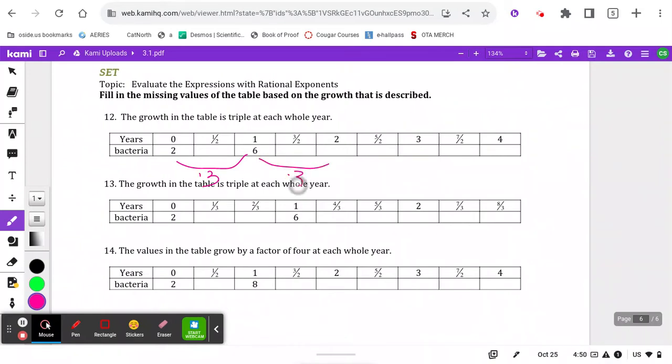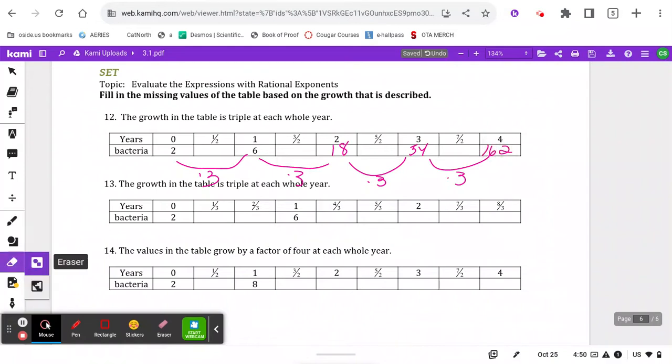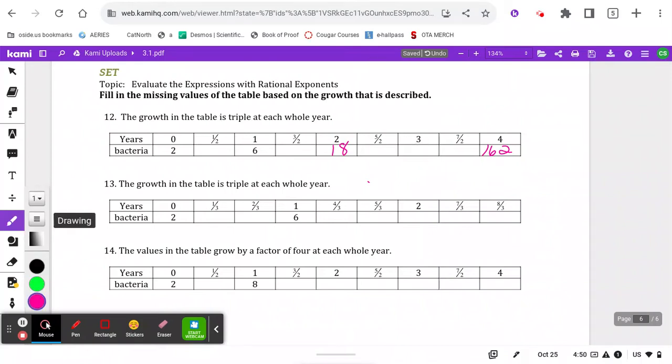6 times 3 would be 18. 18 times 3 would be 54. 54 times 3, 162. So that was what we did back in Math 1, but now we're being asked in Math 2 to fill in these in-betweeners. So some values in between that are not going to be multiplying by whole numbers.